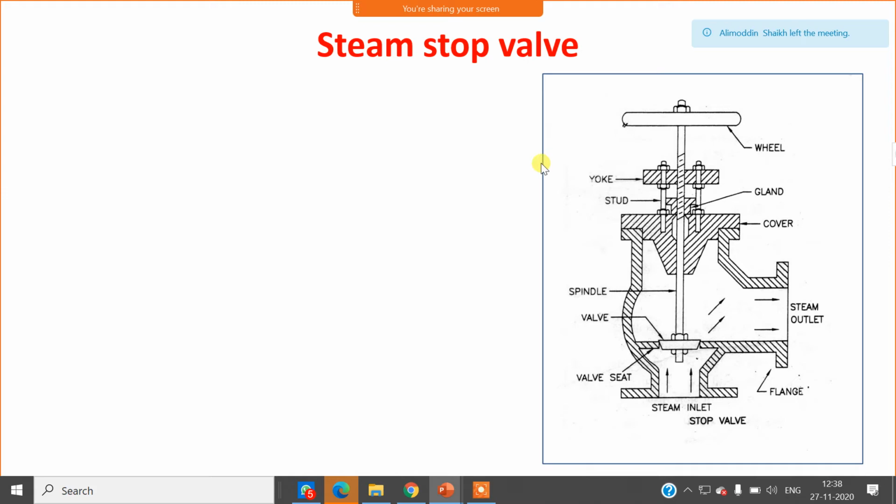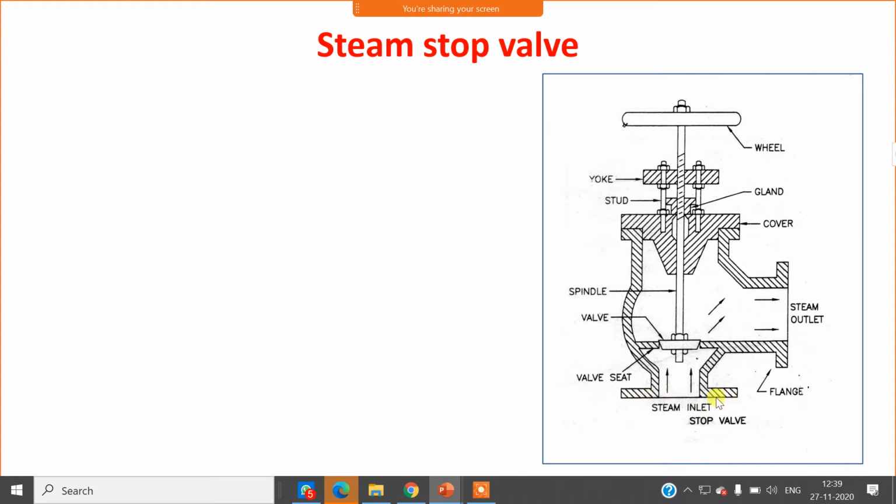Next, the mounting steam stop valve. Now the steam stop valve is used to supply the steam which is generated in the boiler to the application area. If we take an example of a steam engine, the steam stop valve supplies the steam to the piston cylinder arrangement which is used in the steam engine. Or if we take an example of a steam turbine, then the steam stop valve supplies the steam to the turbine or prime mover.